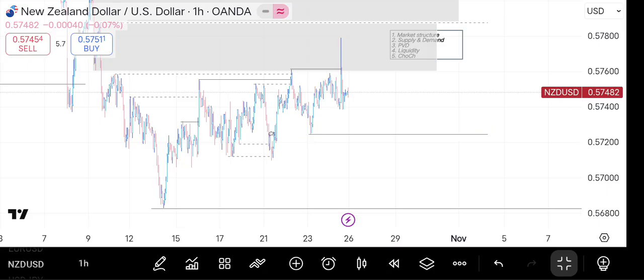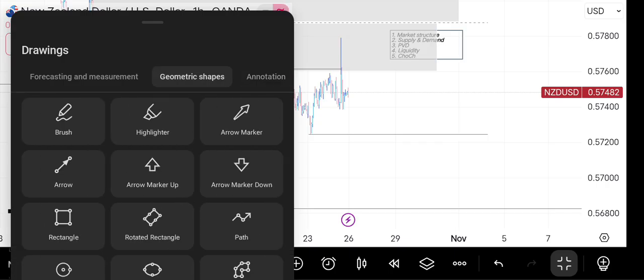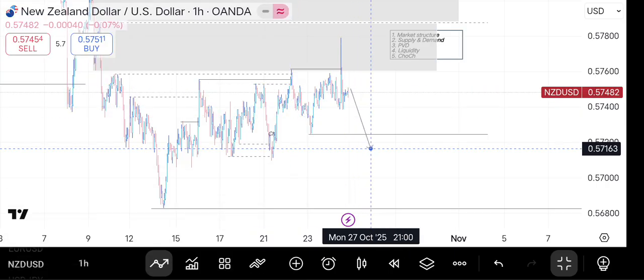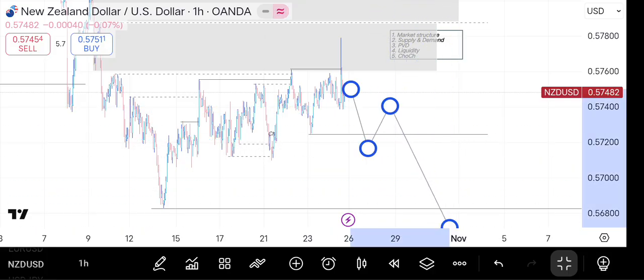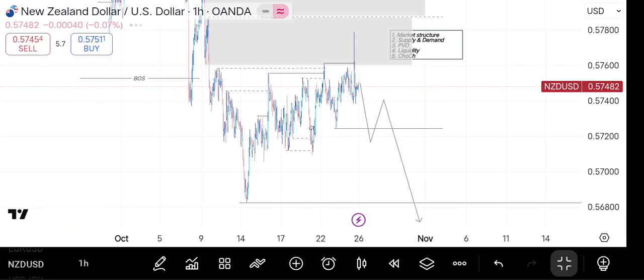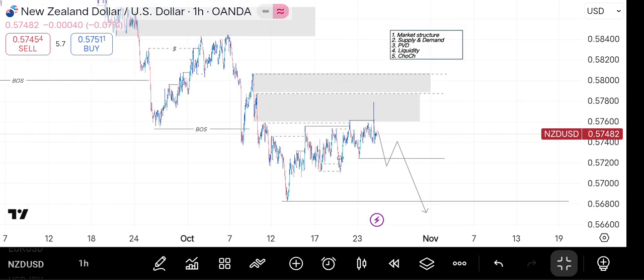So right now, guys, I've gotten all the confluences, but I'm waiting for one more confluence, the change of character, which is this one. I'm waiting for the market to drop down, change character, retest inside the change of character, and then drop down again. I could look for my sales on NZDUSD, but I'm gonna be cautious with my sales on NZDUSD.